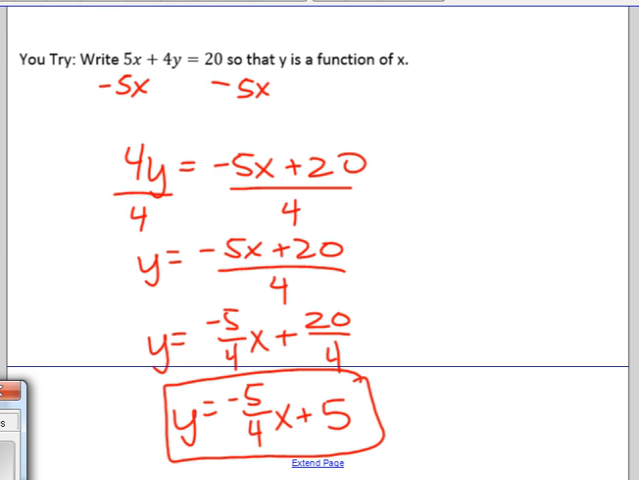All right, guys, welcome back. So here's the answer. This function has been solved for y. So you can check your work. You can see that you subtract 5x from both sides, and then you'll divide both sides by 4. And then final answer, make sure you separate and simplify the 20 over 4, okay?